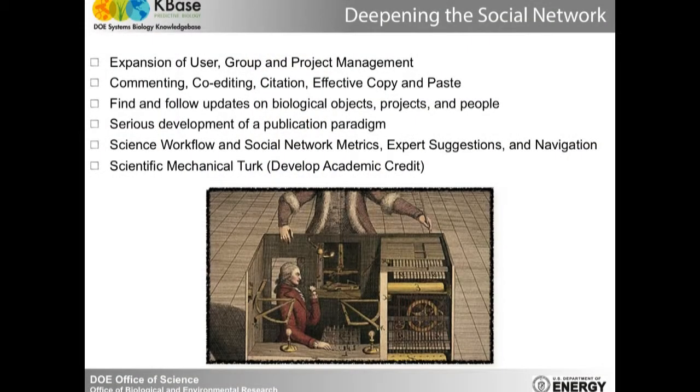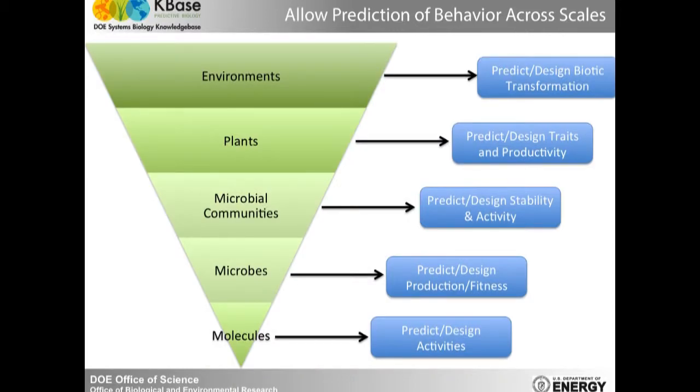You have some amount of that organism and it interacts with some other organism, and through what mechanism. And you can do that down to the molecular level and all the way up to whole plots of land. And we're trying to build things along those lines. We're also trying to expand the user group management and getting commenting and co-editing working and a bunch of other things that I won't go deeply into. In the end, we want to go from molecules to environments.